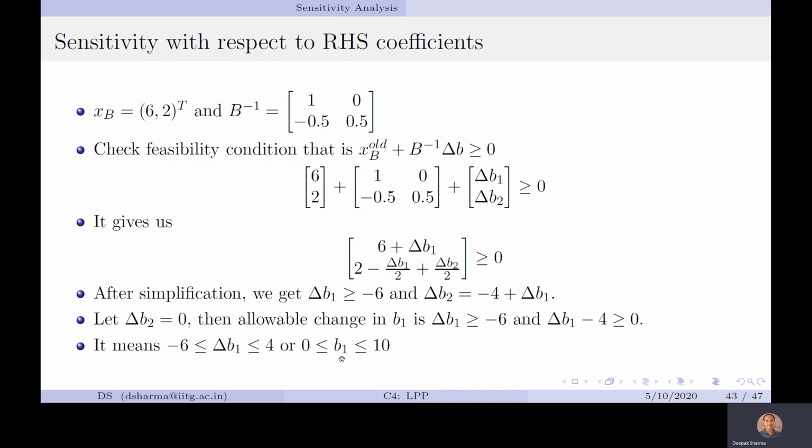If I have to find the range of b1, you remember b1 was 6, so I will add 6. So minus 6 plus 6, b1 plus delta b1 is smaller than or equal to 4 plus 6. So that's why if I change b1 from 0 to 10, our set of basic variables, that is x1 and x2, will remain the same.